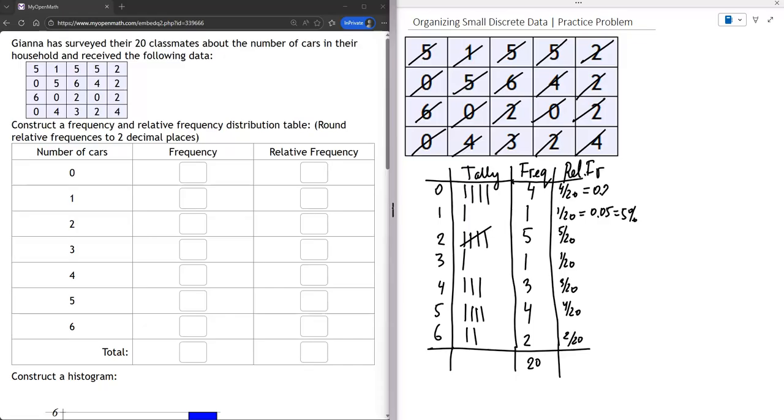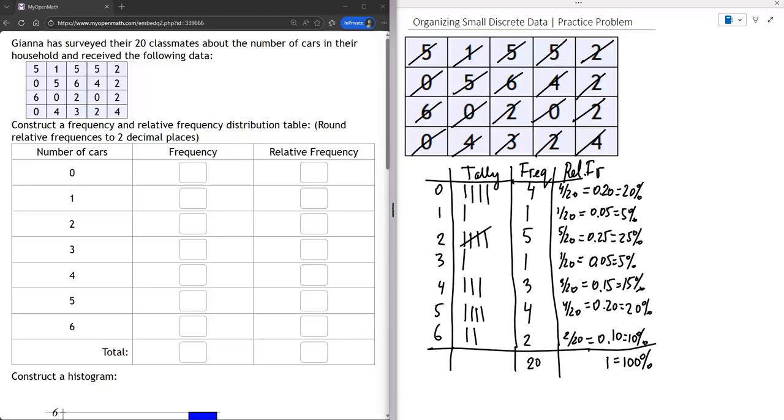That means 4 over 20 will be 4 times larger than that. 5 over 20 will be 5 times larger than that. 3 over 20 will be 3 times larger than that. And again, 4 over 20 is 4 times larger than that. And 2 over 20 is only 2 times larger than that. So the total in the relative frequency column is always either 1 or 100%, depending on how you count. And that's our frequency and relative frequency distribution table.